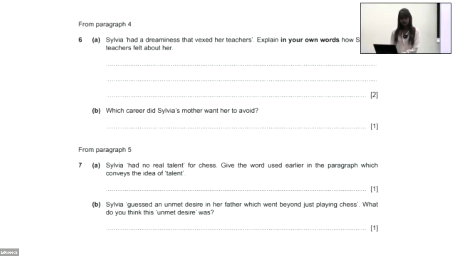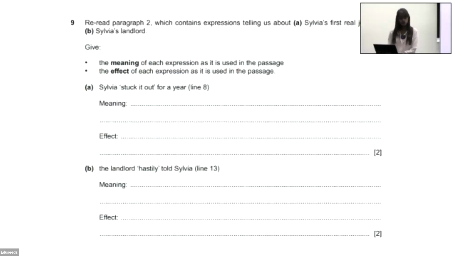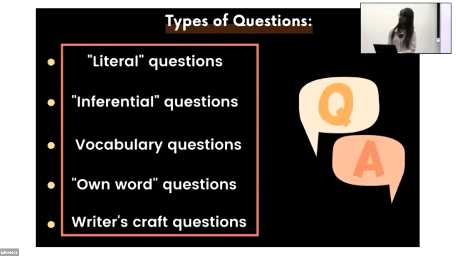And this is the question where it has MCQ. For MCQ, you just have to circle one correct answer. The last part is where you have to write the writer's effect, the meaning and also the effect. So how do you crack all these comprehension questions? There are a few types of questions, such as literal, inferential question, vocab, own words, and writer's craft. Let's have a look at the types of questions.